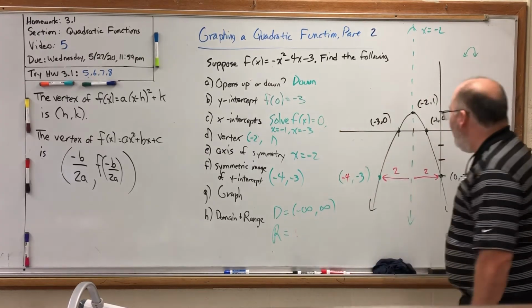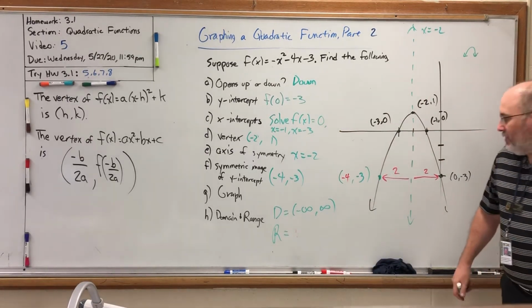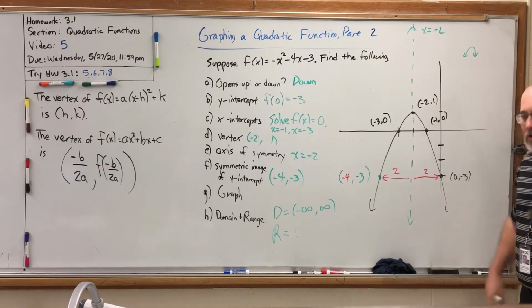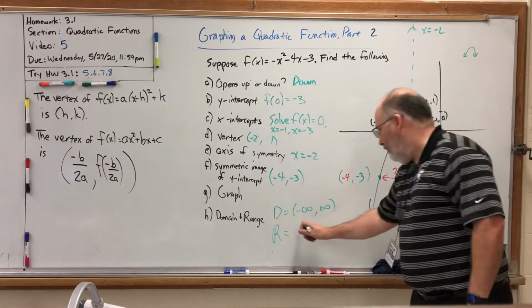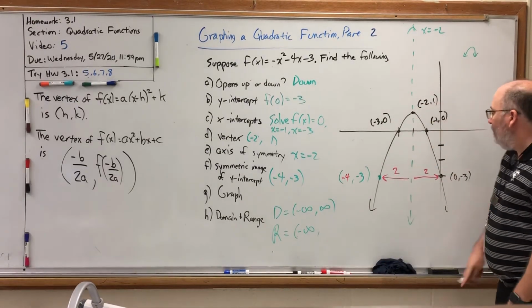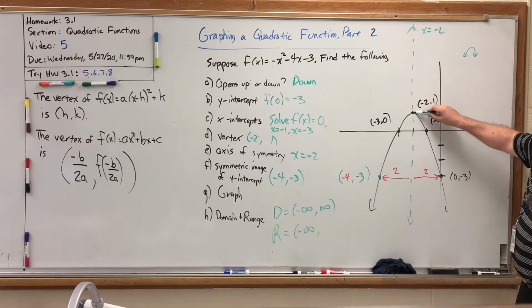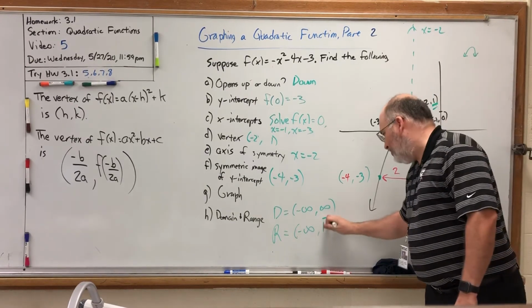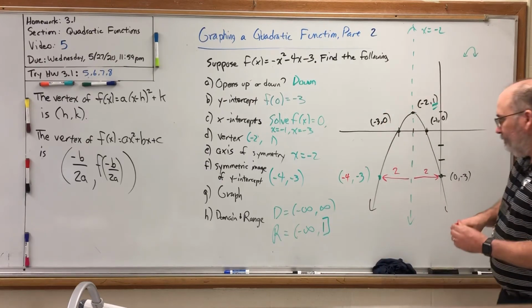Remember, range is the y values, which in interval notation goes from bottom to top. How low does this graph go? All the way forever. Negative infinity. But how high does it get? This is as high as it gets. And how high is this? It's only up 1. So the range stops at 1 and includes 1.